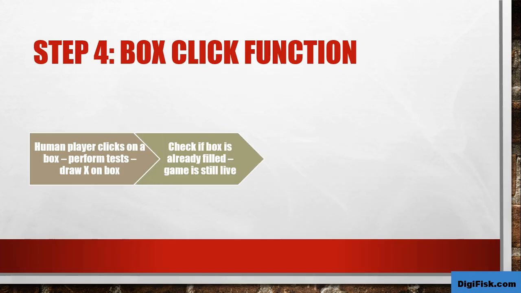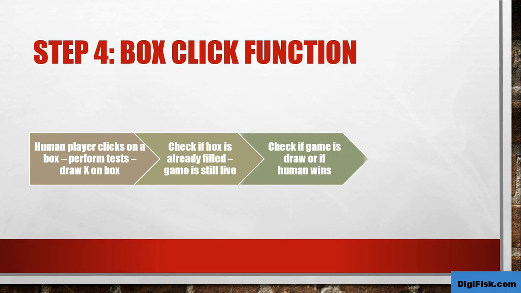So first of all, we need to check if the box is already filled and if the game is still live, that is, if the game isn't over yet. We also need to check whether the game is a draw or if the human player wins by playing this round, using the winner check function that we created earlier. We'll be calling the winner check function after the human player's turn to check if the human player wins after this turn or not.